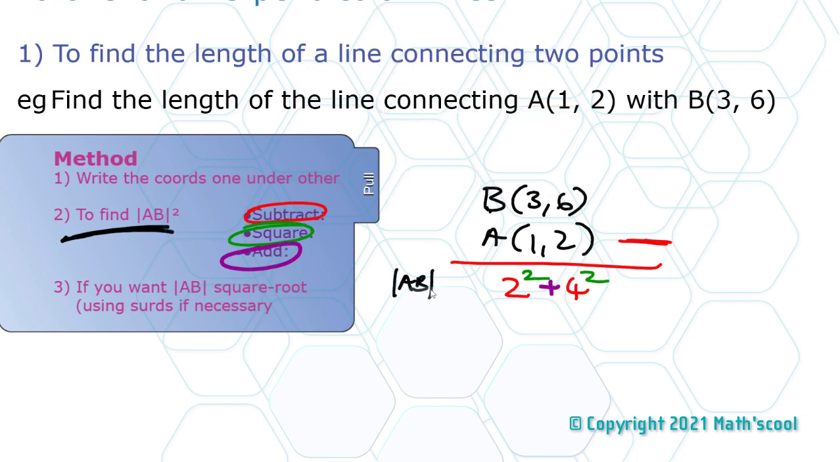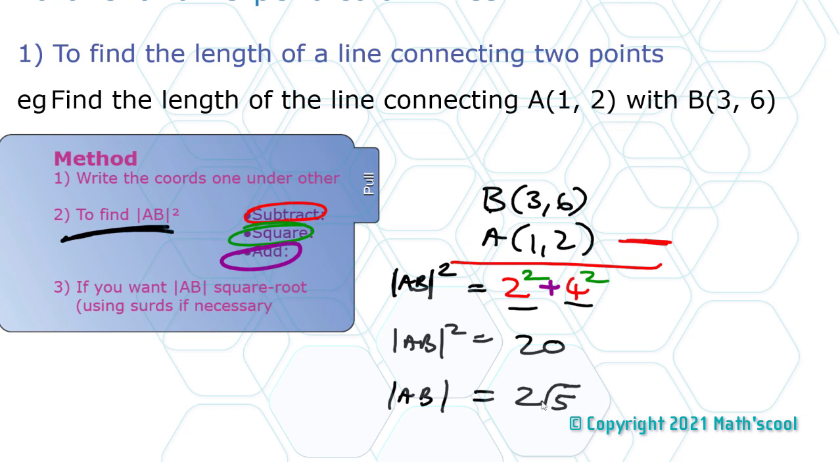So this modulus of AB, these two lines are modulus of AB, means the length of AB. And so that gives us 4 squared is 16 plus 4 is 20, and then square rooting both sides, length of AB is 2 root 5. Okay, we don't need plus or minus because it's a length, so we're not really interested in calling it a negative number.